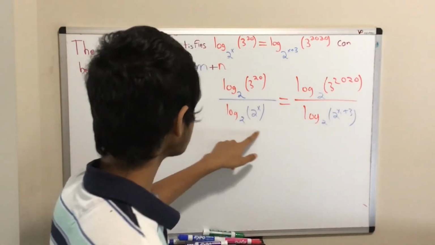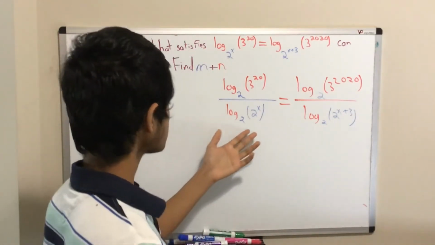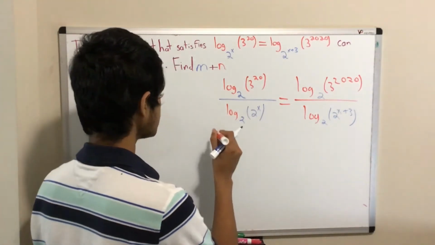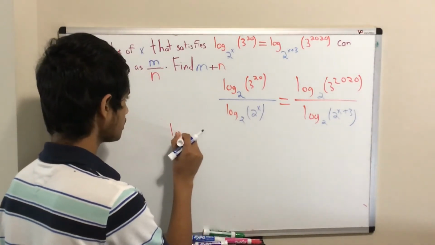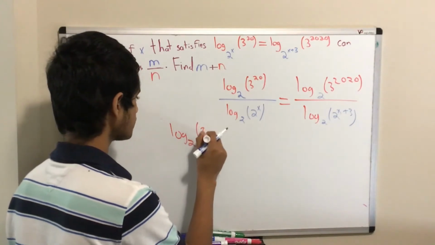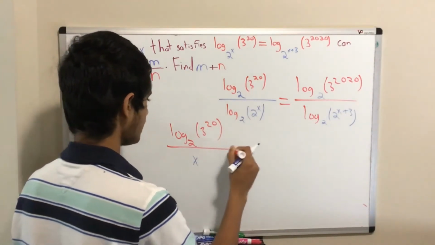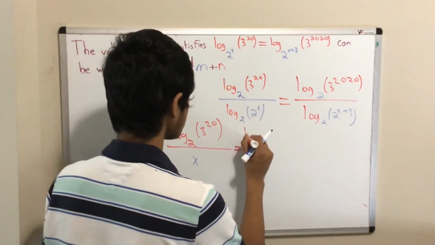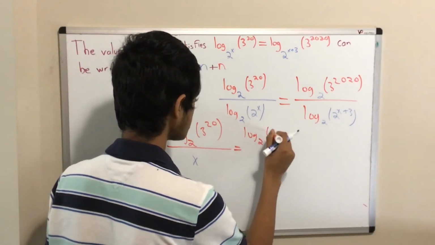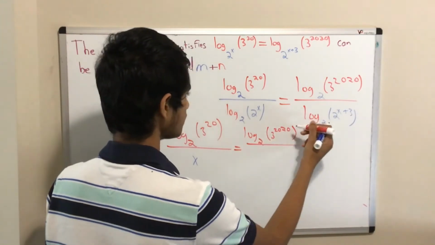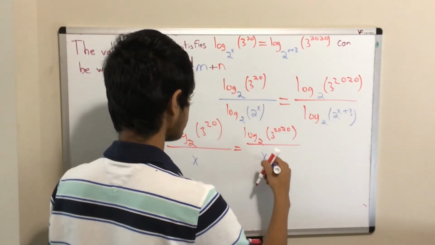And now we can just simplify the bottom parts, because since it's just an exponent and the bases are the same, this is going to be the same thing as log base 2 of 3 to the 20 divided by x over here, and that's going to be the same thing as log base 2 of 3 to the 2020 divided by, over here, x plus 3.